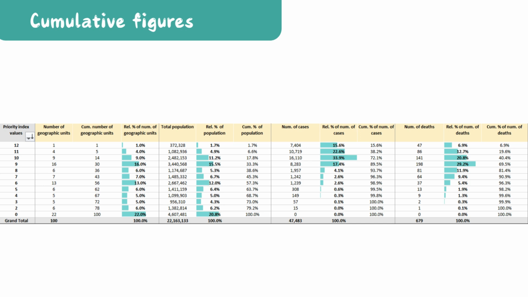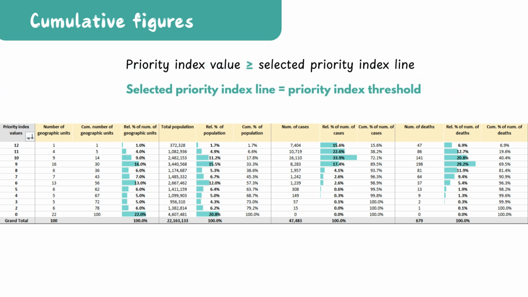On the other hand, cumulative numbers and percentages are for all the geographic units that have a priority index value equal to or above the selected table line. In other words, all geographic units that would be PAMIs if the priority index threshold was the selected table line.